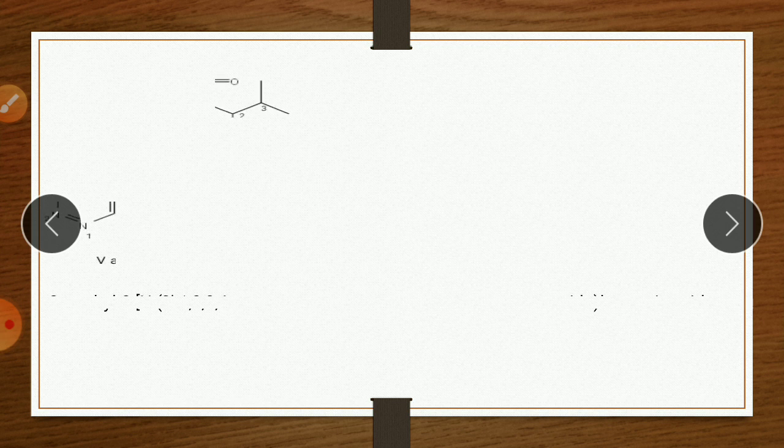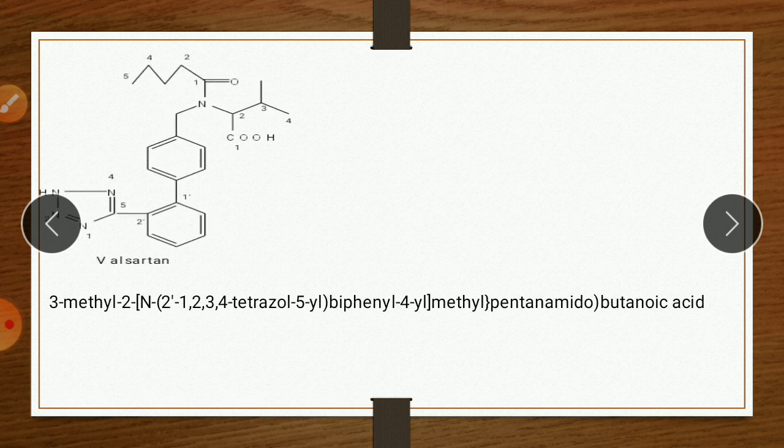And the second drug is valsartan. So here again there is the IUPAC name, 3-methyl. Here the numbering is given. There are 4 carbons with a carboxylic group, that is butanoic acid. On the third position there is a methyl group, 3-methyl. Then on the second position N, that is N-2. The same ring is attached, that is 1,2,3,4-tetrazole.